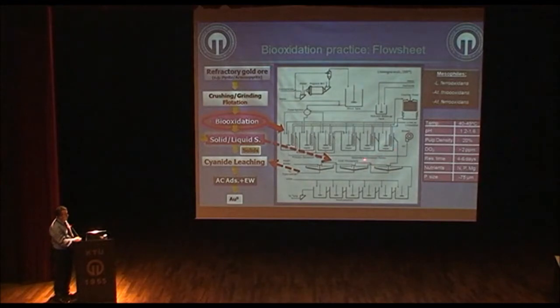And afterwards, counter-current decantation is used to wash the solid fraction, and the overflow from counter-current decantation, which contains arsenic, iron, and other metals, is subjected to neutralization in 6 reactors here to precipitate arsenic and iron as well as other metals. And the solid fraction is subjected to cyanide leaching.